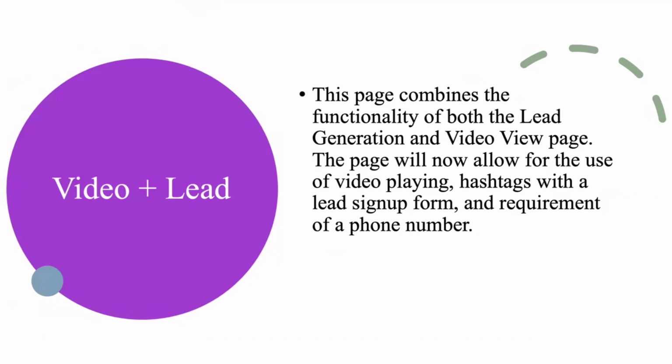Now, this is where you can combine the lead generation and the video, and you'll have both functionalities on it, where they can see the video and put in their information. But this requires you to have a hashtag for the specific property, and you will need to make sure you get their phone number. It is required for this to be able to work.